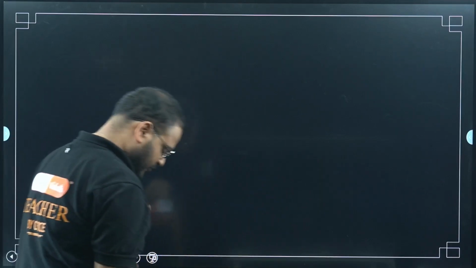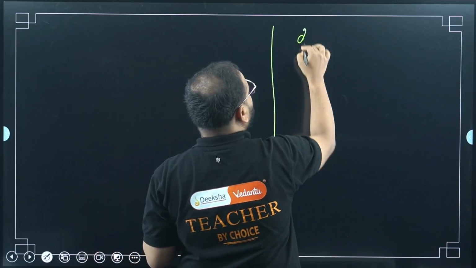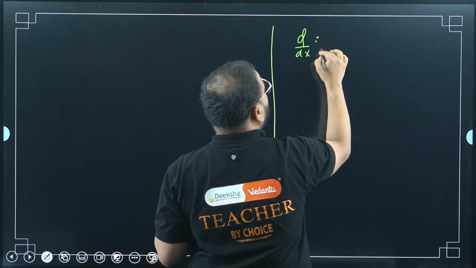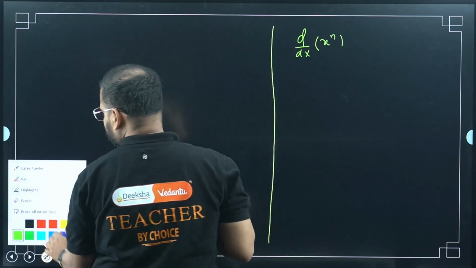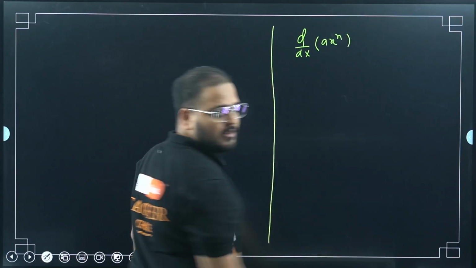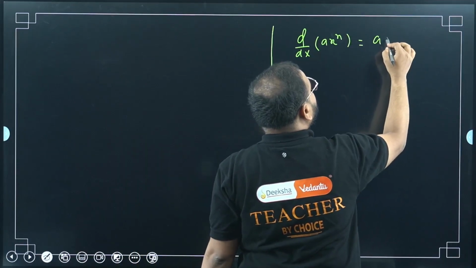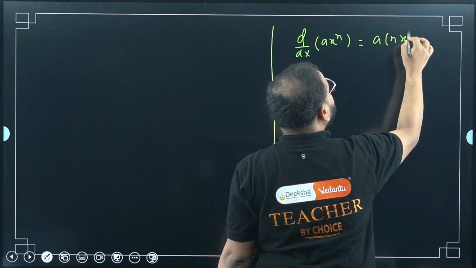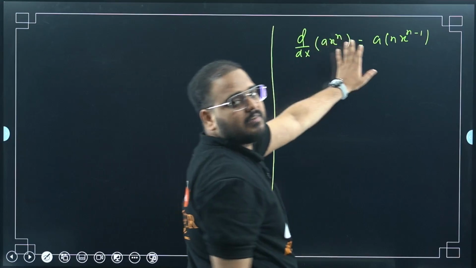So first, the simplest one: differentiation of x power n. If I write a constant also with it, a times x power n, I hope this is visible. Yes, sir, this is visible. This will become, take a outside, and then n times x power n minus 1. This is my differentiation of any polynomial function given in this format.